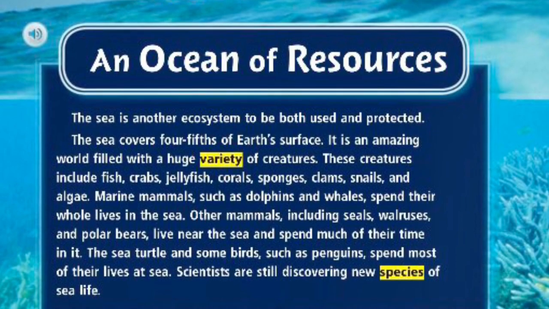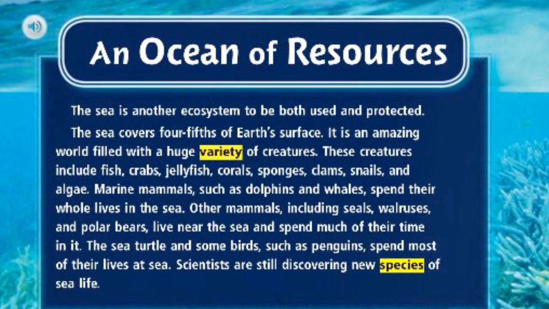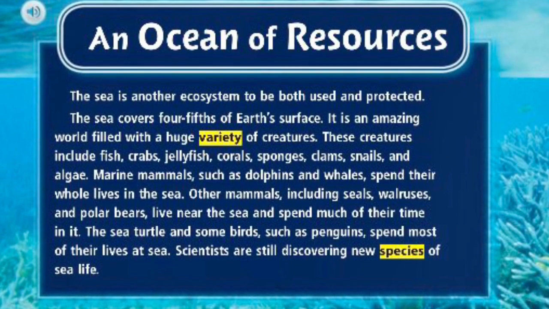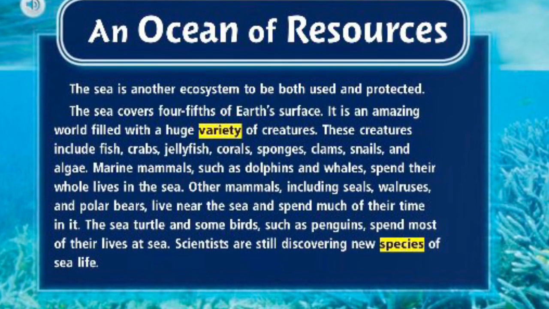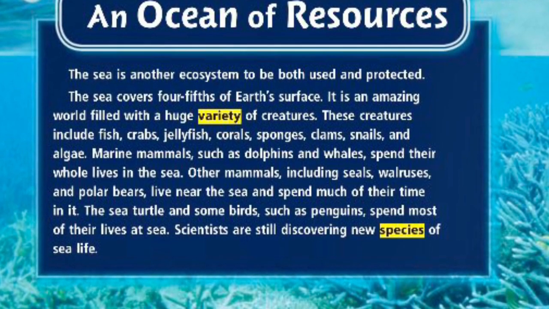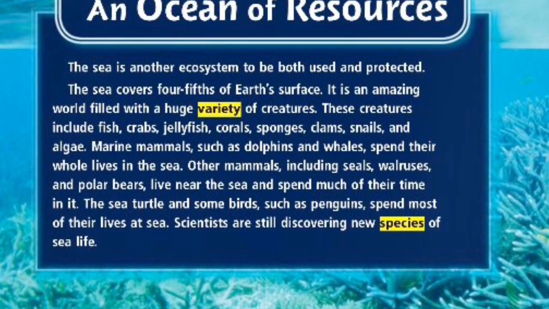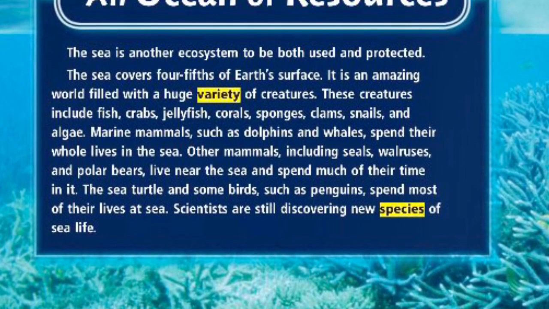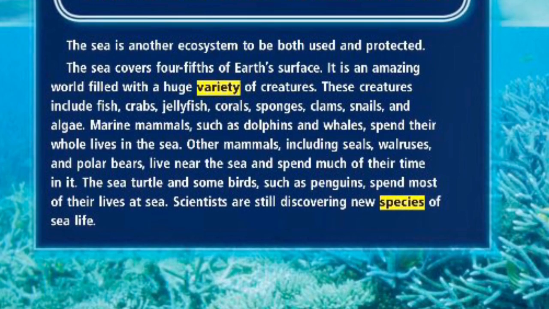An ocean of resources. The sea is another ecosystem to be both used and protected. The sea covers four-fifths of Earth's surface. It is an amazing world filled with a huge variety of creatures. These creatures include fish, crabs, jellyfish, corals, sponges, clams, snails, and algae.